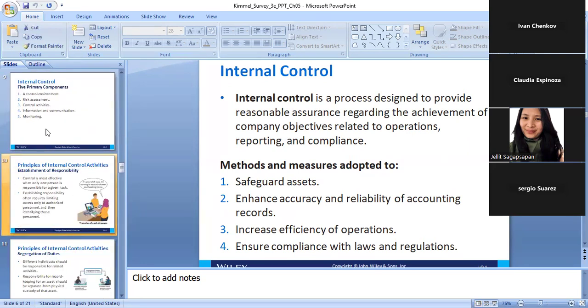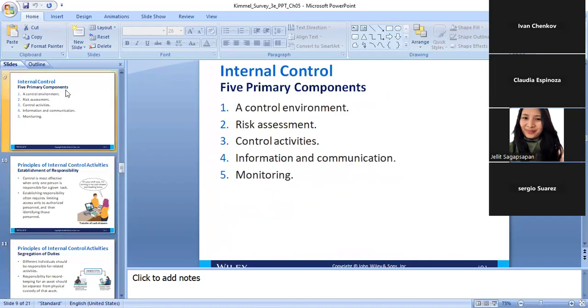So now, which are the 5 primary components of internal control? First, control environment. Second is risk assessment, then control activities, information and communication, and monitoring.